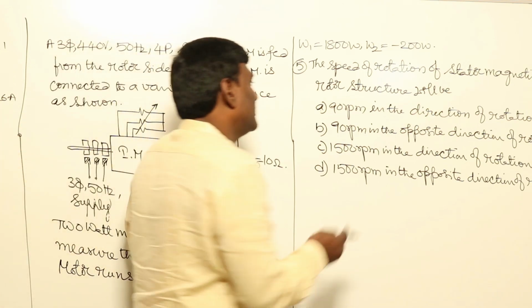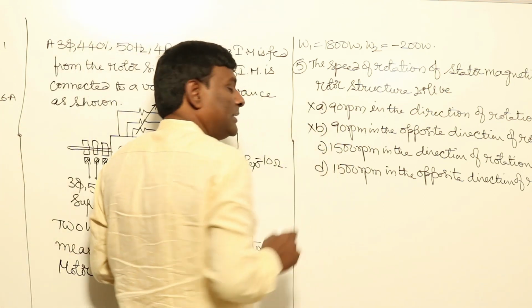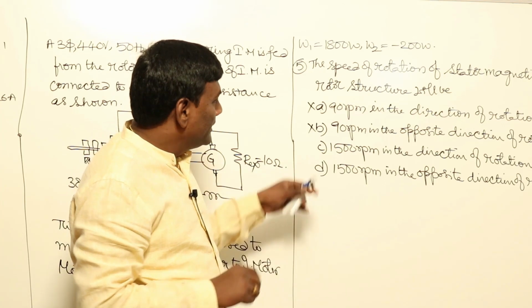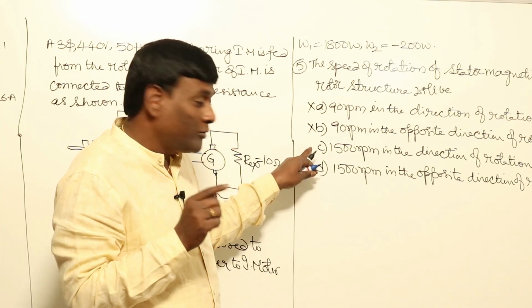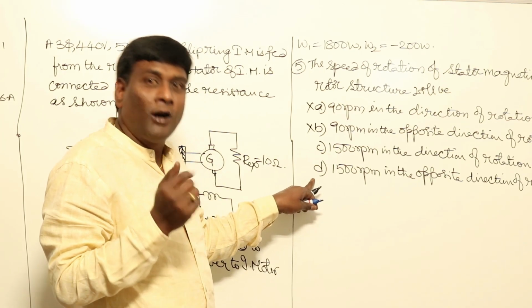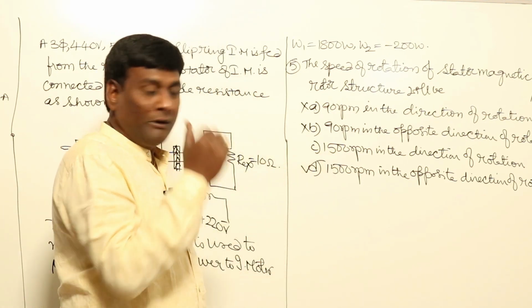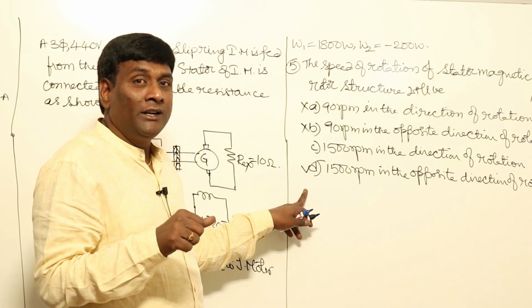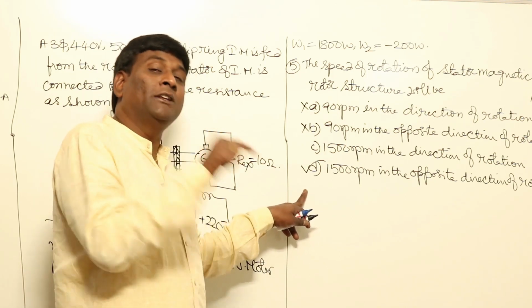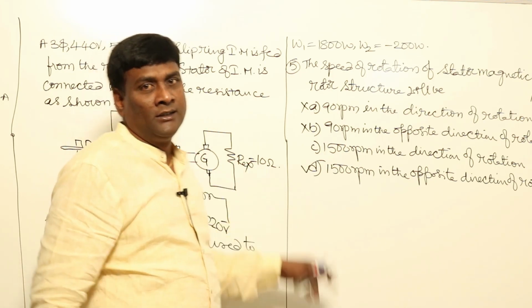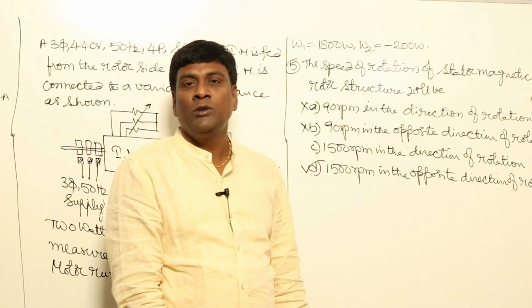So answer A will not be there, B will not be there. Now see, 1500 rpm in the direction of rotation, 1500 rpm in the opposite direction. Already you know the answer, opposite. Why? Because in rotor fed, my rotor has to rotate against the direction of the RMF. In rotor fed machine analysis, we have already done that.